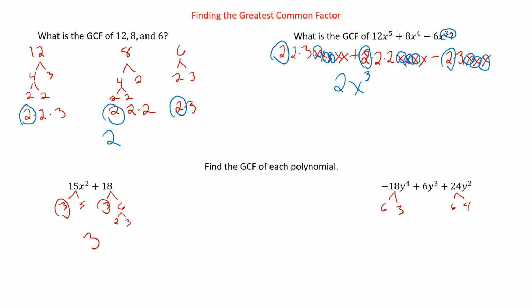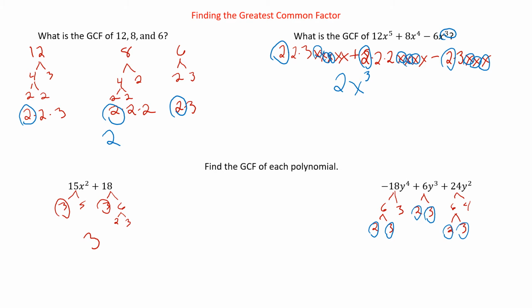Let's say you didn't notice that. I'm going to keep going so we can see what happens. 6 is 2 times 3. This 6 was 2 times 3. This 6 was 2 times 3. And so they all have a 2 in common. They all have a 3 in common.